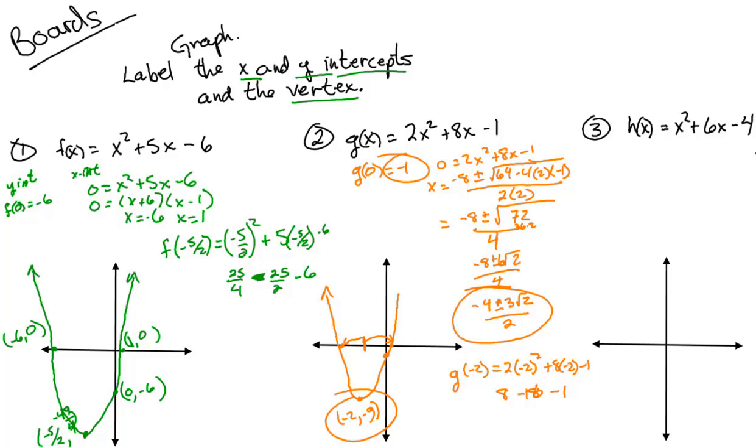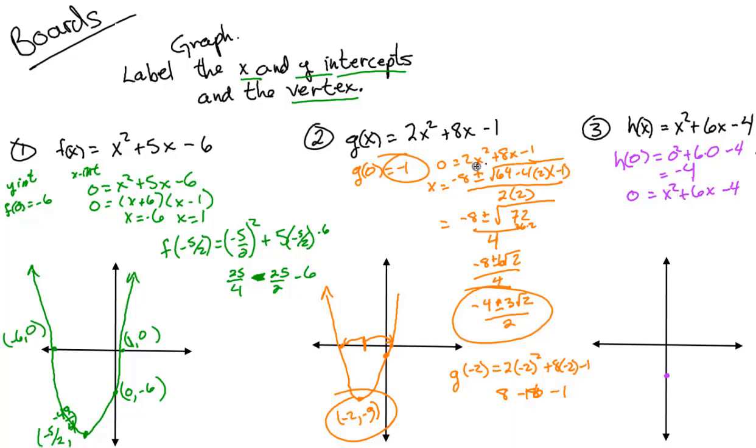Excellent. Okay, last one. h of x equals x squared plus 6x minus 4. Can we factor it at all? Yeah, that's not going to help us with our x-intercept. So let's get our y-intercept. h of 0 equals 0 squared plus 6 times 0 minus 4, which equals negative 4. Oh, I like that y-intercept. That's nice. That makes you just feel good about life. 0, negative 4. So if we stick in the 0, we get x squared plus 6x minus 4.